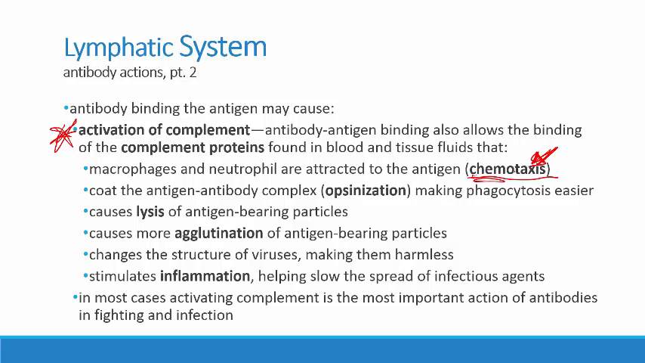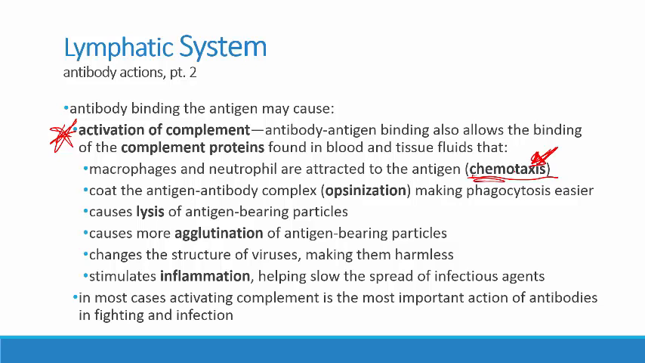Complement proteins can also coat the antigen-antibody complex, making it easier for phagocytosis to occur, and that's referred to as opsonization. So when, let's say, a toxin produced by a bacterium gets covered in these complement proteins, it has been opsonized. It's opsonization. Complement proteins can also cause lysis of the antigen-bearing particles. So if it's a bacterial cell, it can cause the cell to break apart.